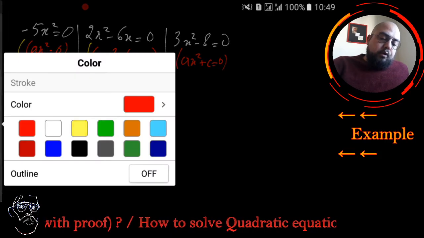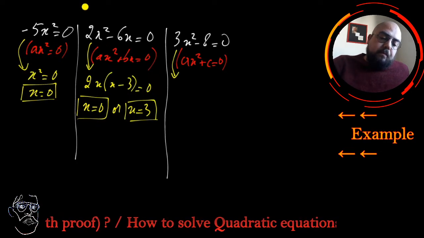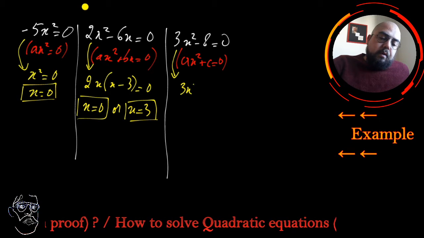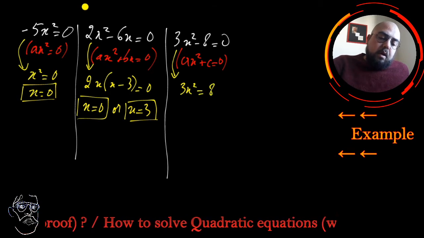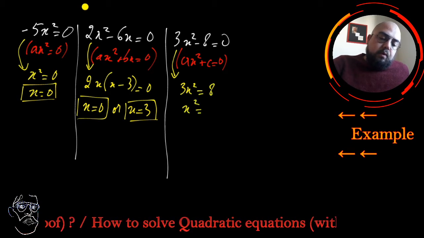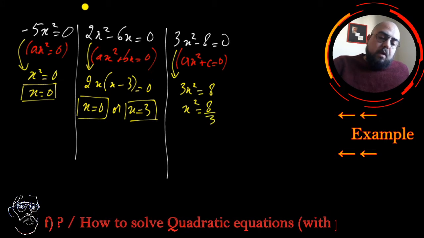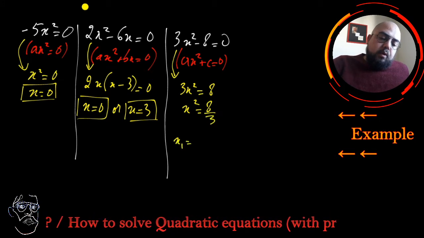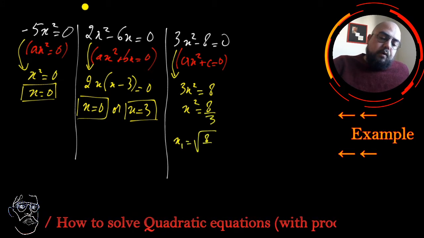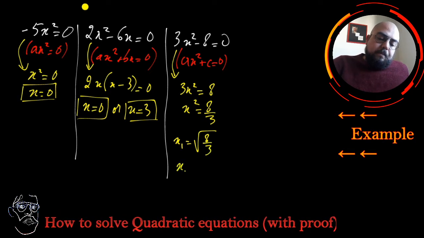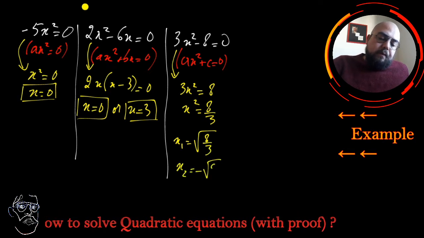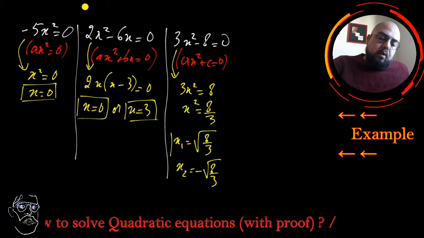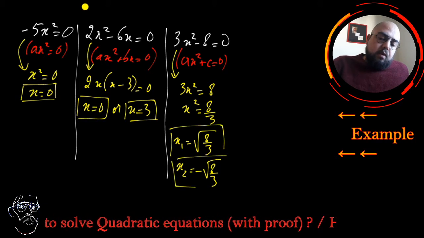So how do I solve it? 3x squared is equal to 8. X squared is equal to 8 over 3. x1 is equal to square root of 8 over 3. x2 is minus square root of 8 over 3. So you have two opposite roots.